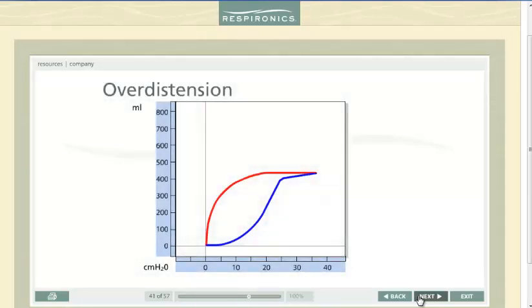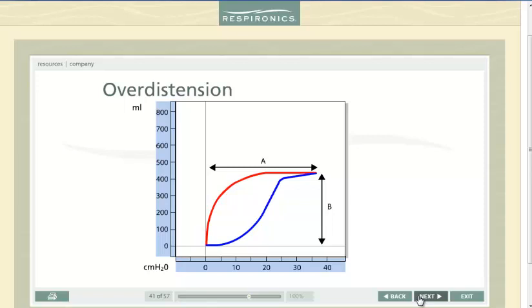Overdistension is caused by high local transpulmonary pressures and occurs when the lung's volume capacity is reached. On this slide, pressure increases with little to no increase in tidal volume. Peak inspiratory pressure is line A and line B is delivered tidal volume. Overdistension can be caused by too much PEEP and pressure or too much PEEP and tidal volume.